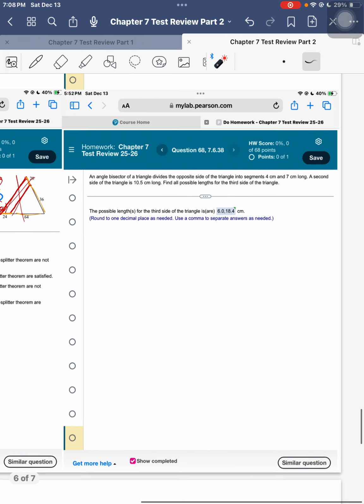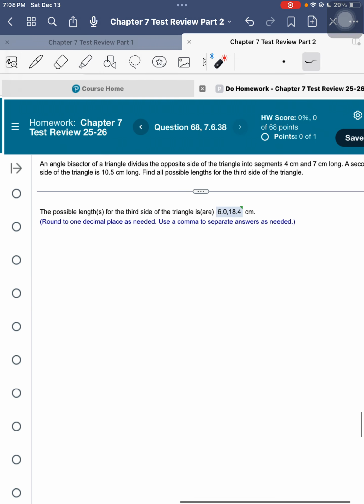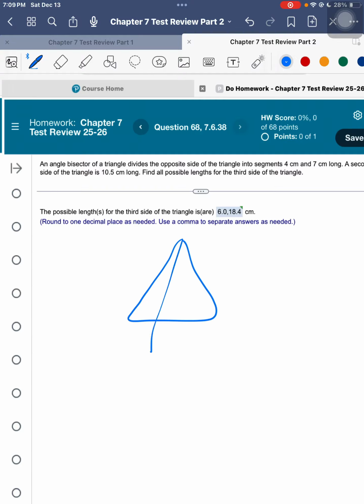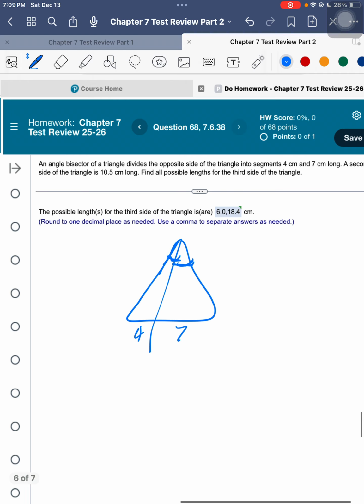Now, last question, and this is a tricky one. So let's read. Okay. An angle bisector of a triangle divides the opposite sides of the triangle into segments 4 and 7. So automatically, I'm doing this. I have an angle bisector, right here, angle bisector. And the opposite segments are 4 and 7. A second side of the triangle is 10.5. So let's say this side is 10.5. Find all possible lengths for the third side of the triangle.